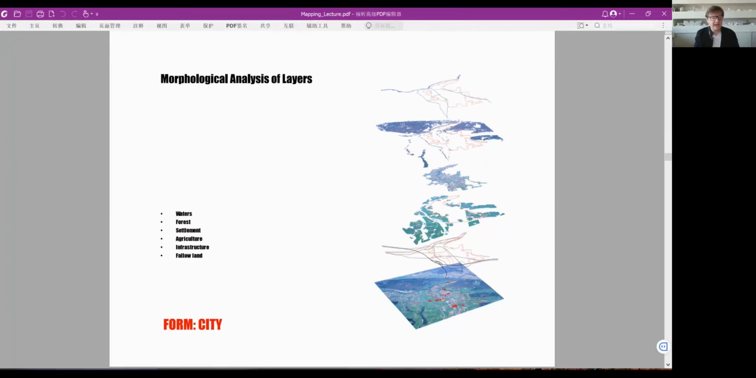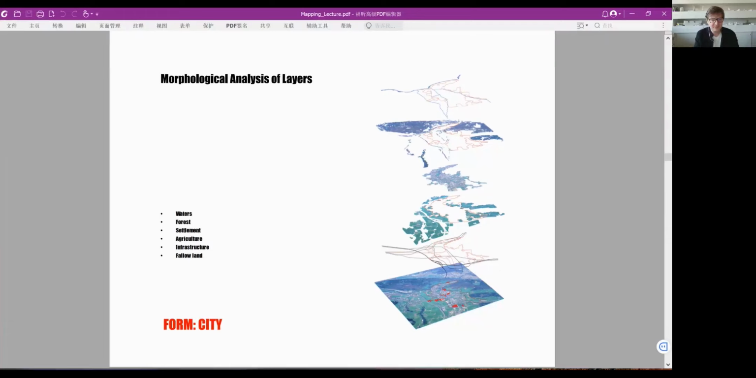Now I come to the different points that I just introduced to you. Let's start with the form on the city level. So we start step by step the morphological analysis through different layers. In this case, we see a small town in the center of Switzerland. And since it's a kind of nice scale, you can easily understand and map and diagram various layers.